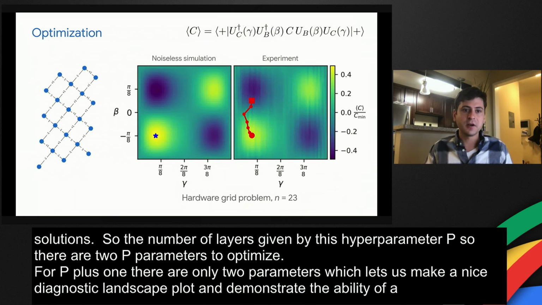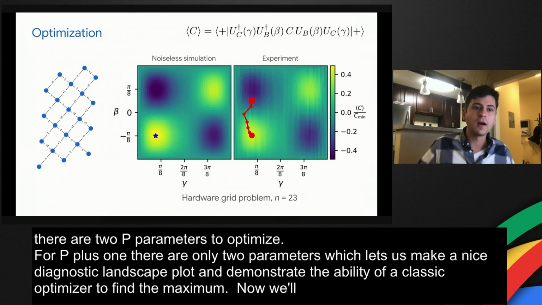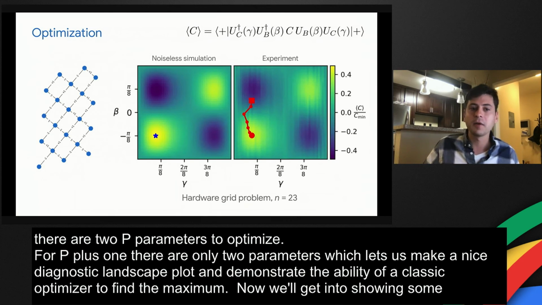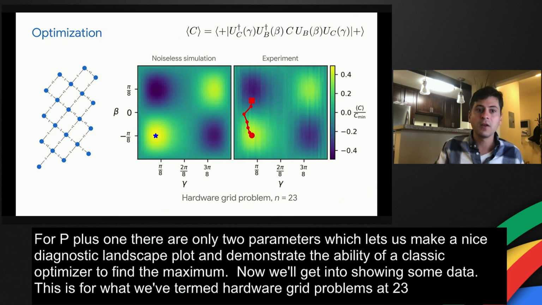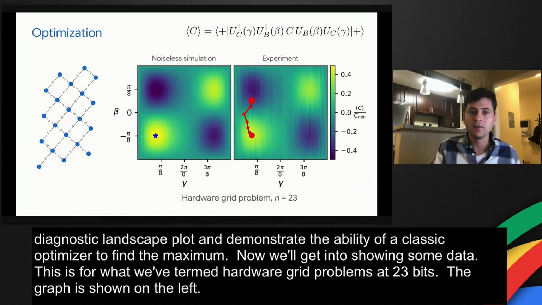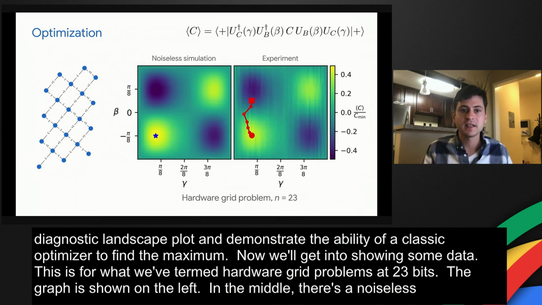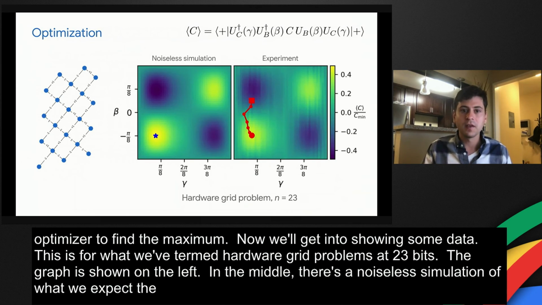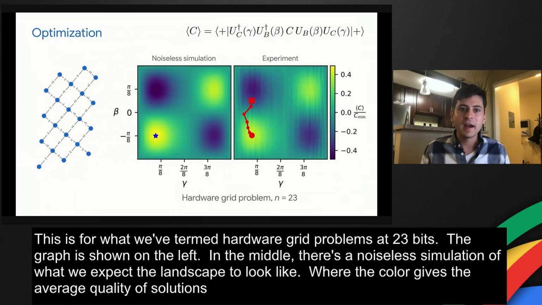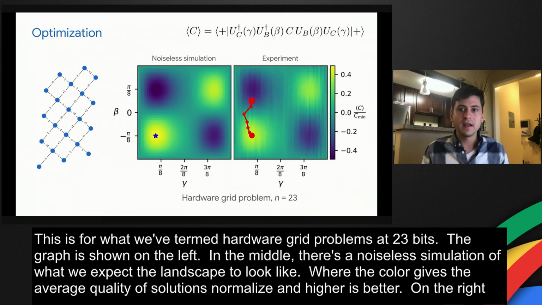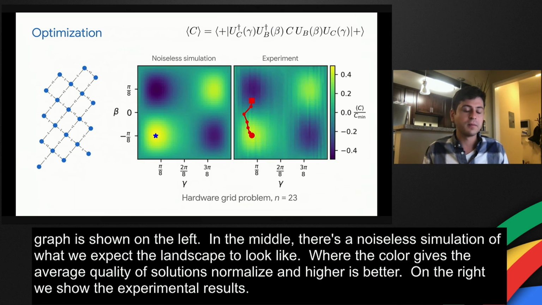So now we'll get into showing some data. This is for what we've termed hardware grid problems at 23 bits. The graph is shown on the left. In the middle, there's a noiseless simulation of what we expect the landscape to look like, where the color gives the average quality of solutions normalized, and higher is better. And on the right, we show the experimental results. In here for the hardware grid problem, we could see clear agreement between the noiseless simulation and the experimental results.